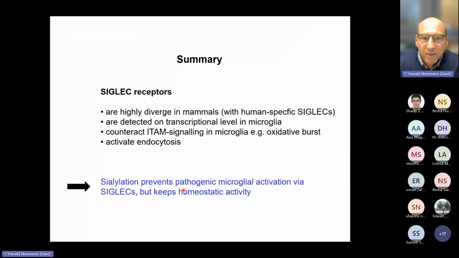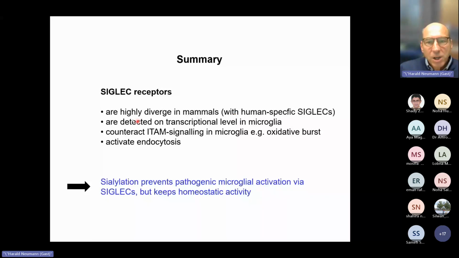So we can summarize, CYCLAC receptors are highly diverged, at least the CD33 related family in mammals, with a human-specific CYCLAC. And many people believe that the increased lifespan of the higher mammals, like the humans, is due to this inhibitory function of this CYCLAC receptor. And if you knock out the main inhibitory CYCLAC receptor in the mouse, you get gray hair, you get dementia, you get premature aging, and you have a reduced lifespan due to oxidative burst everywhere in the organism.